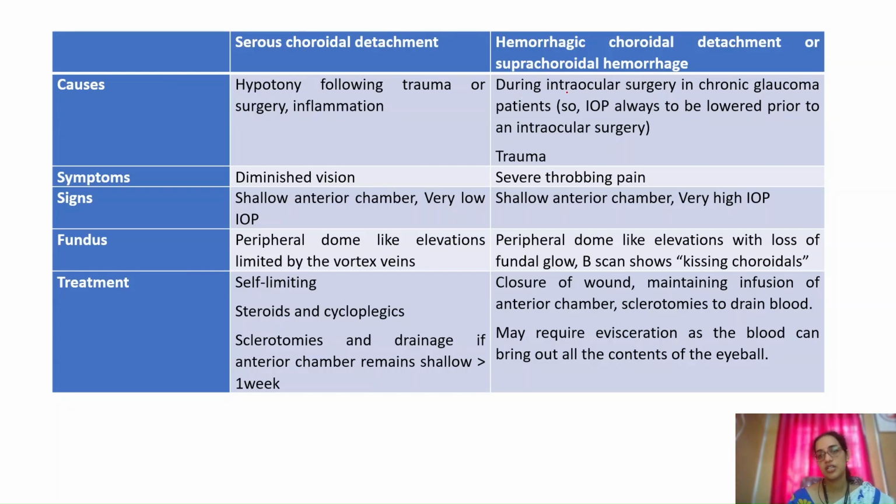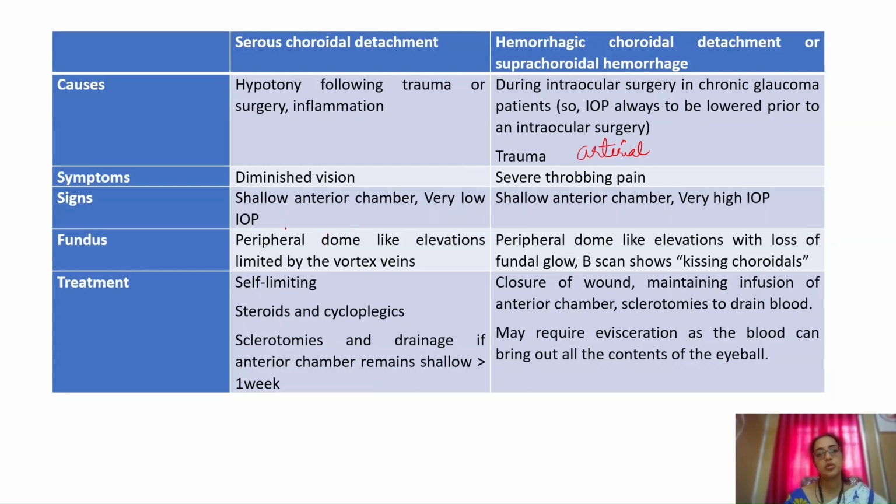During intraocular surgery in glaucoma, usually when you operate on an eye with very high pressure or long-standing glaucoma in very elderly individuals, there is severe arteriosclerosis. So when the globe is opened, these arteries might burst and bleed into the suprachoroidal space. The source of blood is usually the long posterior ciliary arteries, and they bleed very profusely as it is arterial blood. The symptoms are diminution of vision. In hemorrhagic choroidal detachment there is severe throbbing pain.